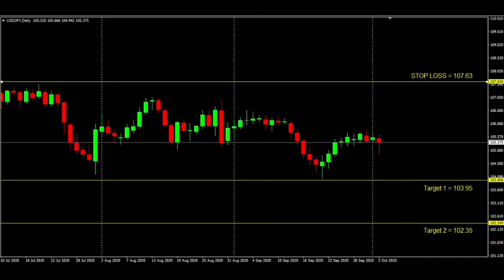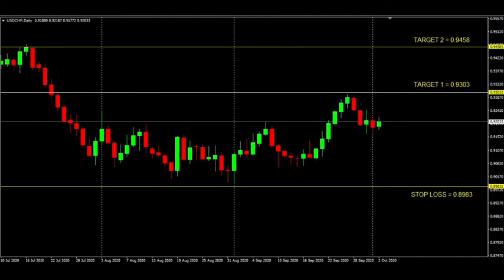Then we're going to go short on USD JPY with the first target at 103.95 and the second target at 102.35 with the stop loss at 107.63.